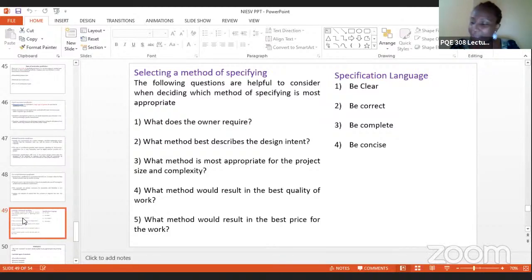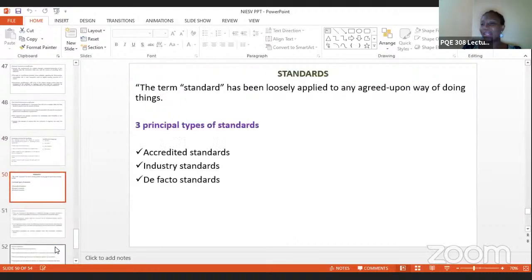Then you have to be correct. That is, you have to present your information correctly and use proper terminology. Then the third one, you have to be complete. Brevity at the expense of completeness should be avoided. And you have to be concise. Eliminate unnecessary words. Express much in few words. That is about construction specification.